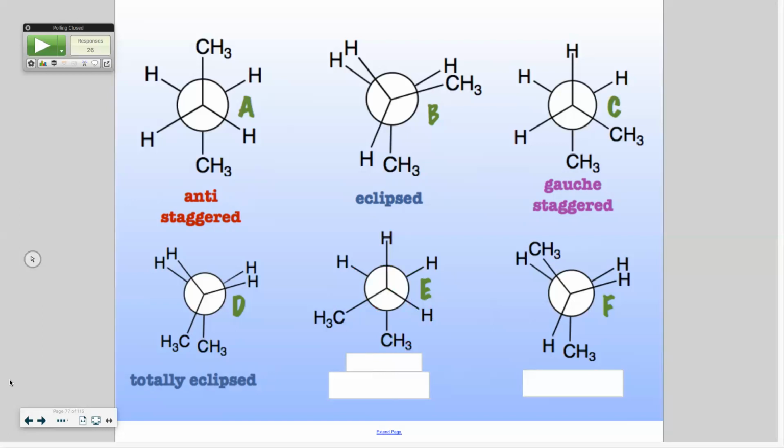Okay, so now what am I doing? I'm still holding the back carbon. I'm still going clockwise. So now what happens? I was eclipsed, so now I am staggered. And what is this one called? Gauche. We're gauche. And then what happens? I'm eclipsed again. And then when you do the last turn, you end up back at A.